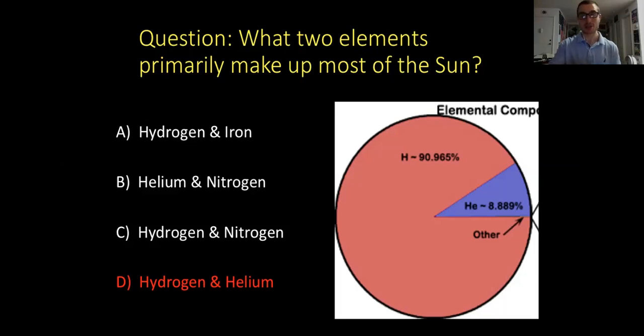Most of it is hydrogen. A smaller portion is helium. Think of the sun kind of like a balloon. That amount of helium has a big impact on it. We'll get into that another day. All right, let's go ahead and move on.